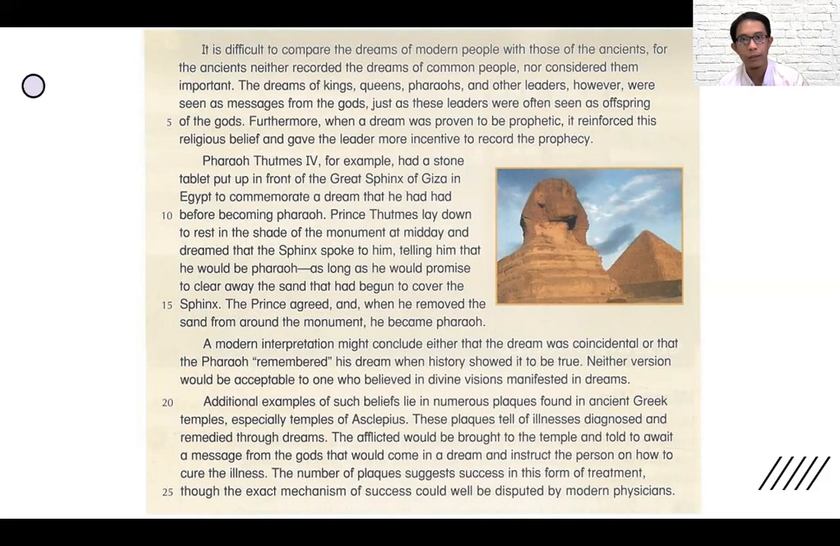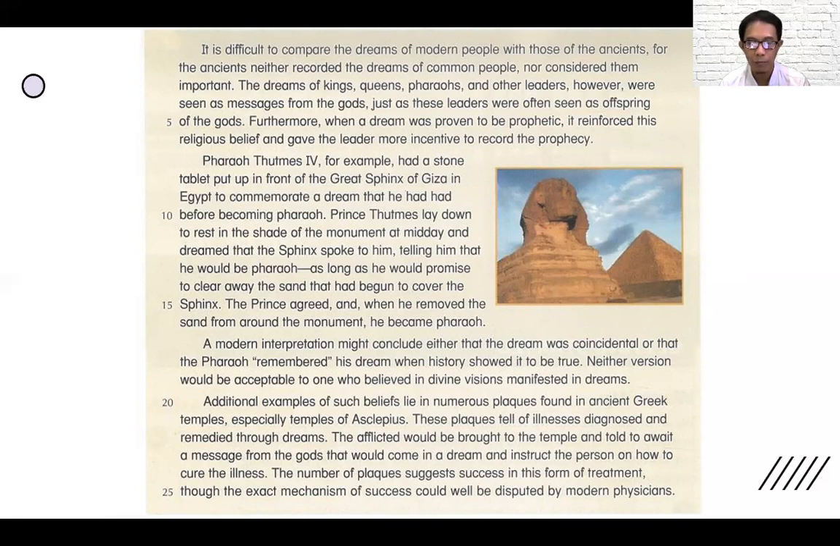Tadi saya bilang bahwa skimming pertama kali kita hanya membaca bagian-bagian tertentu saja. Bagian pertama yang kita cari adalah title. Tapi sayangnya di sini tidak ada title-nya. Oke, kita lanjutkan ke bagian kedua, yaitu membaca seluruh paragraf pertama.